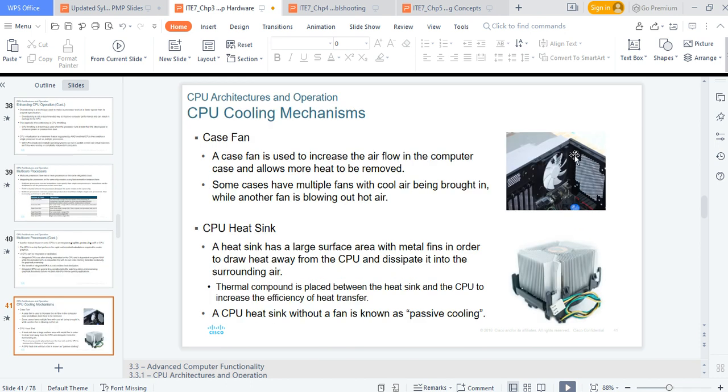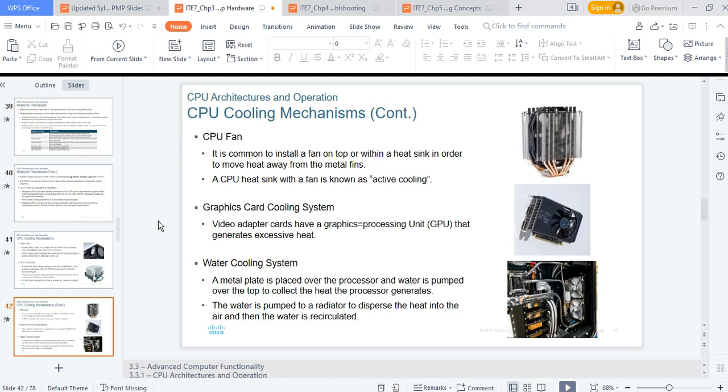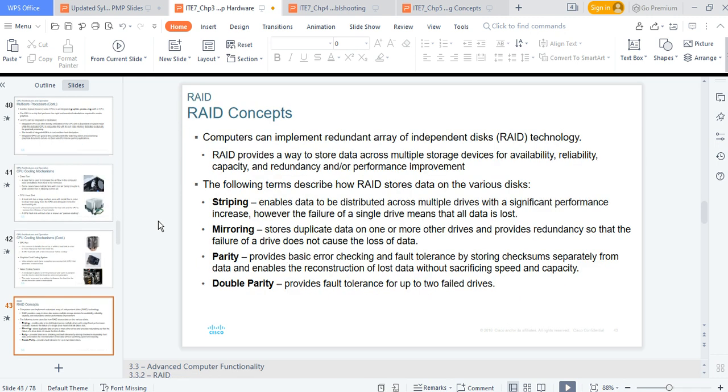Okay, cooling. We've talked about cooling in our previous model, just things that will help for airflow. I've explained all this. Then RAID concepts. This has to do with your disks, right? Especially in large scale data centers, that's when you have this being applied. So you have mirror disks. Sometimes you need to understand striping, mirroring, parity, and double parity.